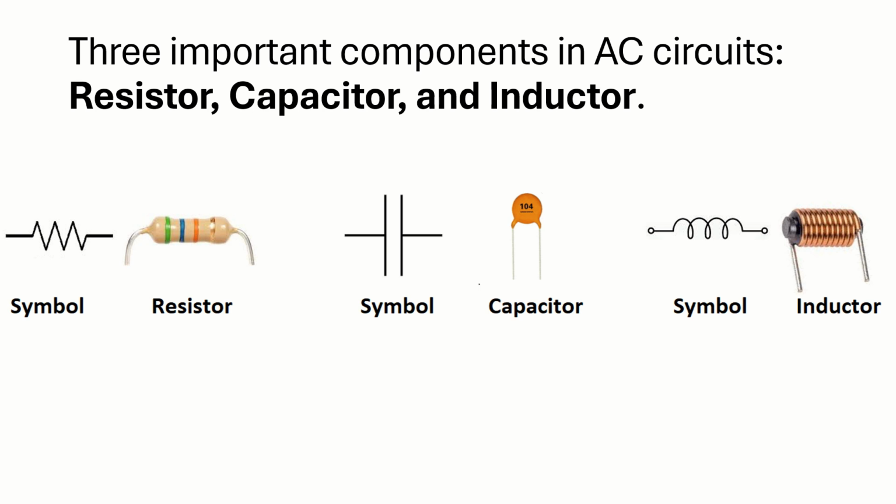Now we are going to explore three important components in the AC circuits, that is resistors, capacitors and inductors. First we will study what happens when only a resistor is connected to an AC supply. Then we move on to understand the behavior of the capacitor in the AC circuits. Then finally we will look at how the inductor responds when it is connected in the AC circuits. At each step we will observe how current and voltage behave and how each component affects the circuit differently. Let us get started.